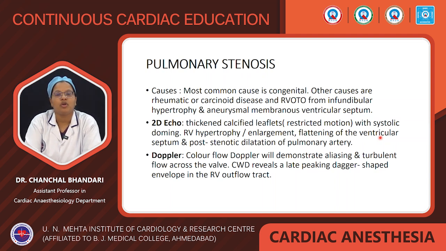On Doppler, in color flow Doppler, we will get aliasing and turbulent flow across the valve. And when we see it in continuous wave Doppler, we see a late peaking dagger-shaped envelope in the right ventricular outflow tract.